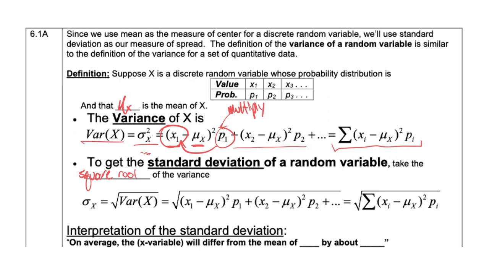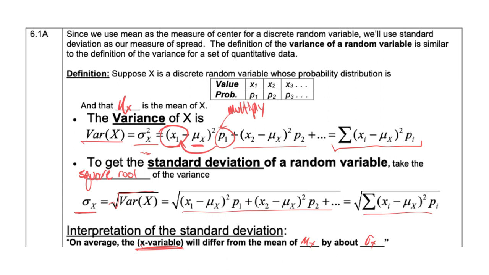So then we have sigma, lowercase sigma x, and that's just the square root of the variance. And this is the same stuff we had written above as our sigma notation. So, when it says interpretation of standard deviation, you'll get questions like this. On average, the goals scored will differ from the mean, whatever the mean was, by about sigma x, okay?